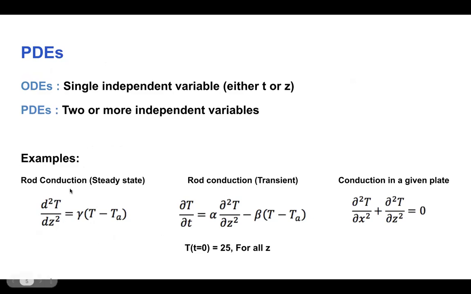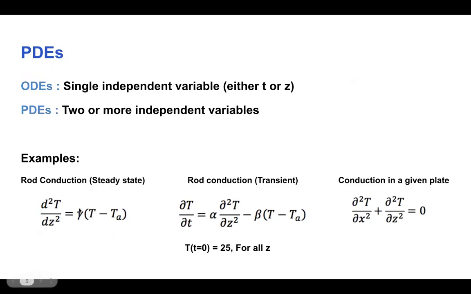The first example is rod conduction. Here d square T by dz square is equal to gamma times T minus Ta. Here the temperature is only dependent upon the position coordinate z. Hence, we can say that this is an ordinary differential equation. Okay, now coming to the other case. So what is this? This is a steady state rod conduction.